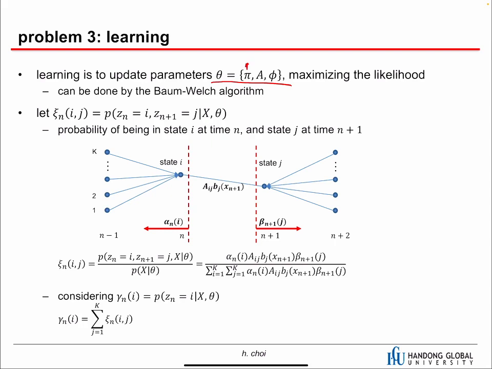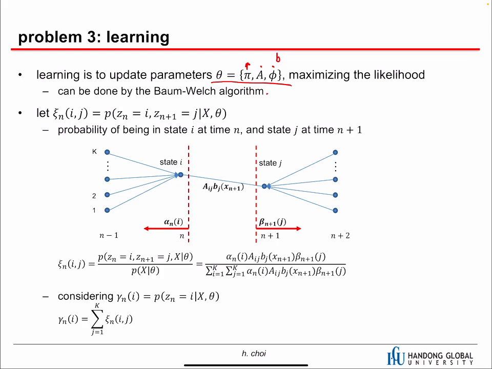So pi defines the probability of the state at the first time step. And A is the transition probability, and phi defines the emission probability. So we use B for the emission probability. So we are going to update these parameters to maximize the likelihood. Okay, it can be done by the Baum-Welch algorithm.